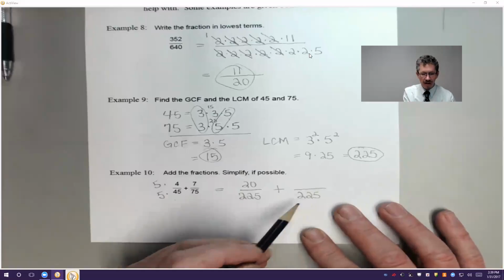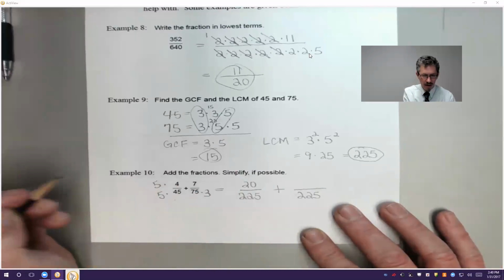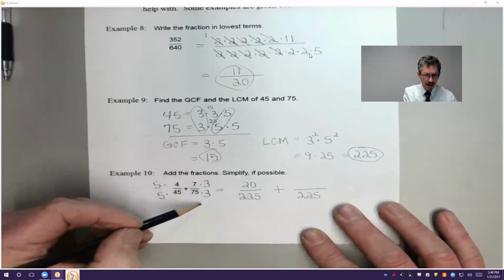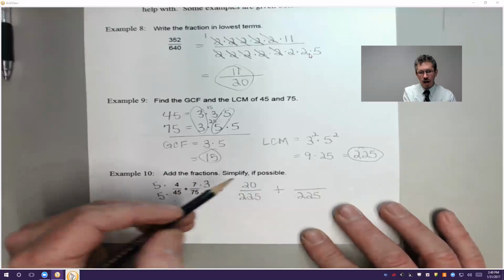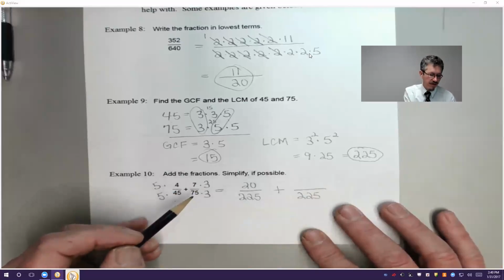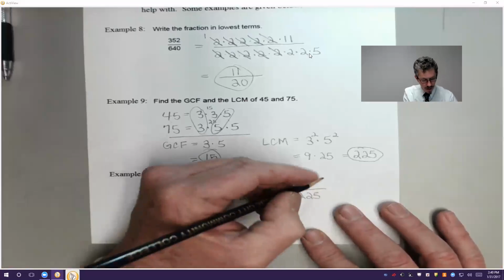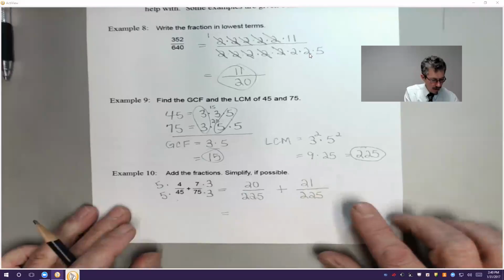Now 225 divided by 75 is 3, so I would need to multiply by 3. Do the same thing to the numerator. The effect is that we're multiplying by 3 over 3, or 1. So what I'm going to write over here is going to be the same number as 7 over 75. It just looks different. 7 times 3 is 21. So once we have done that, we have a common denominator.